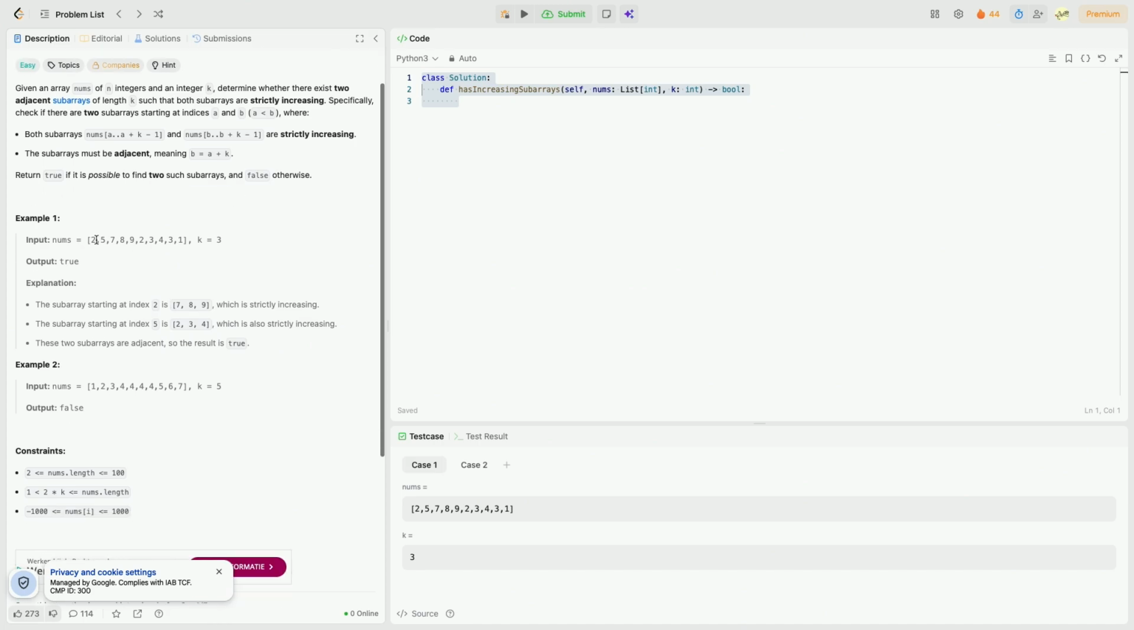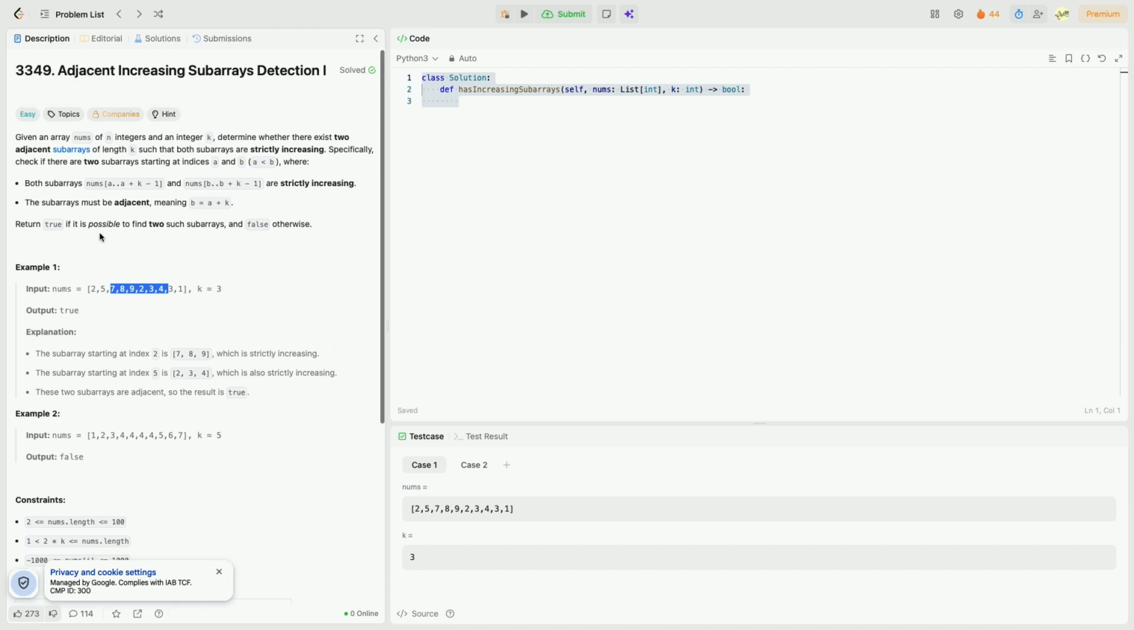So let's look at an example here. We have the subarray starting at index 2, 7, 8, 9, and we have another subarray starting at index 5 adjacent to it. So that would be a valid detection of two subarrays that are adjacent to each other.